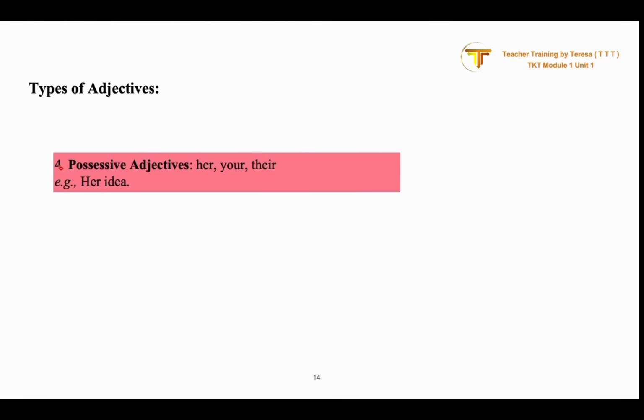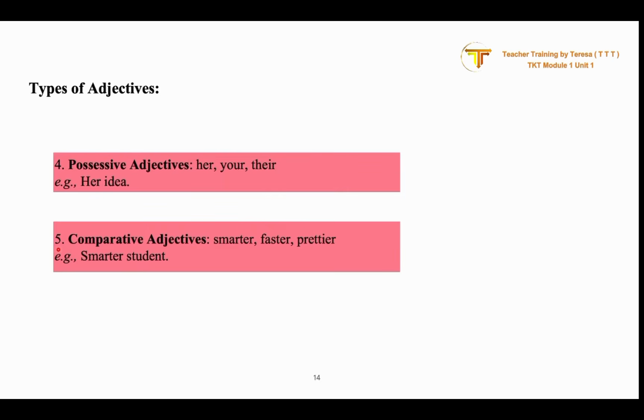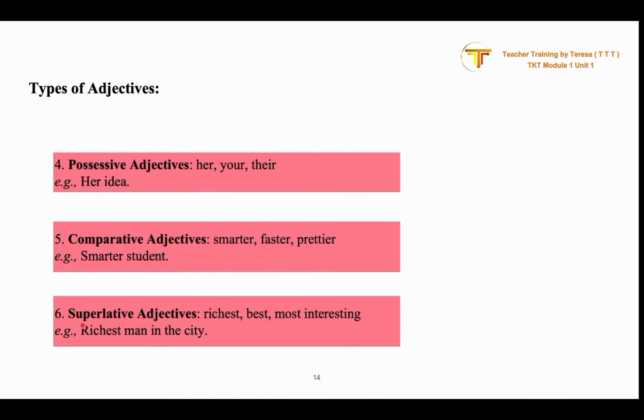4. Possessive adjectives: her, your, their. Her idea. 5. Comparative adjectives: smarter, faster, prettier. Smarter student. 6. Superlative adjectives: richest, best, most interesting. Richest man in the city.